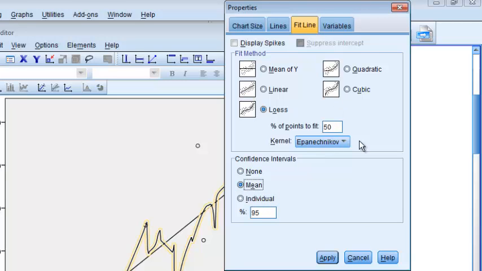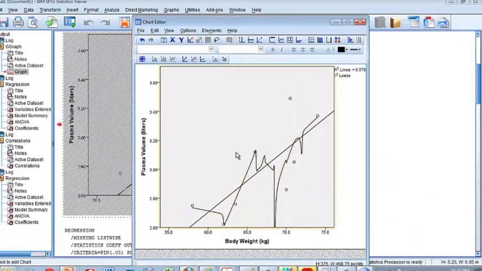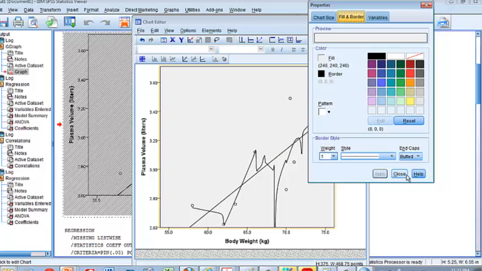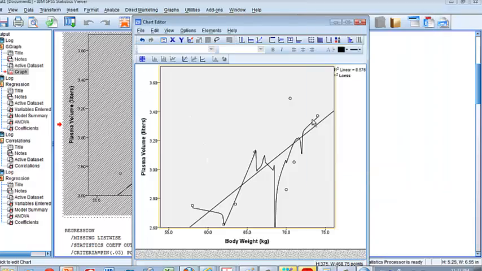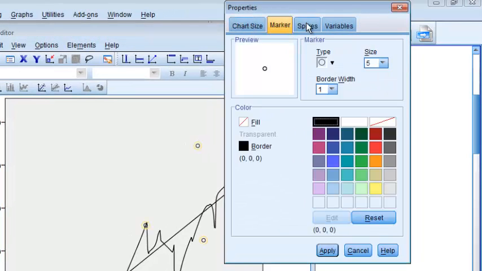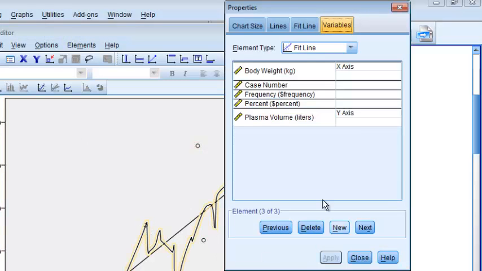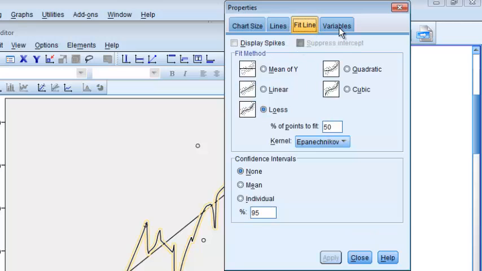What I did is I clicked anywhere on the regression line, and then went to fit line. If you need the properties box, you click on fit line, and here are the options where we can add a confidence interval. I want the confidence interval. When you click mean, you draw the confidence interval around the regression line. That will look like that.